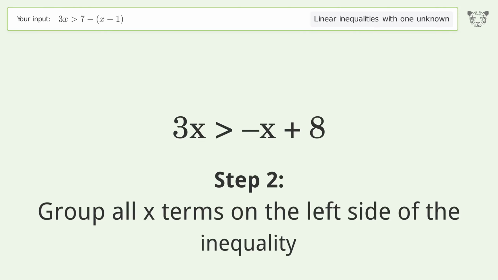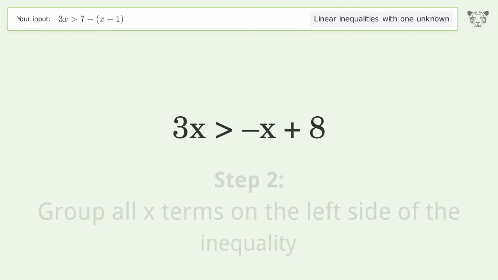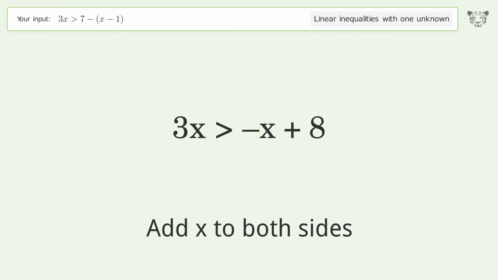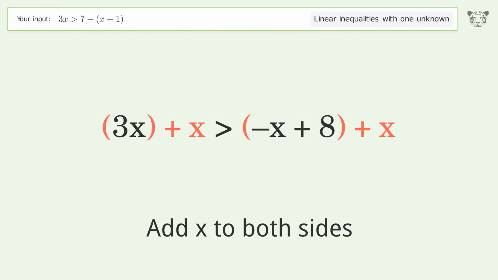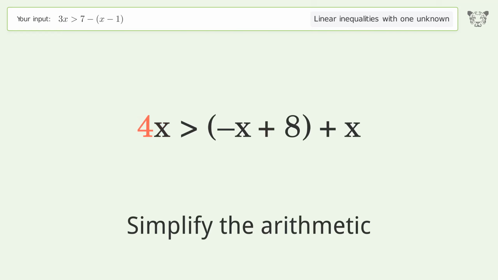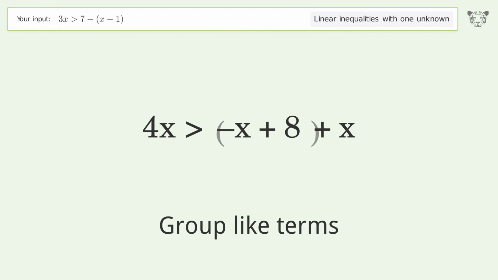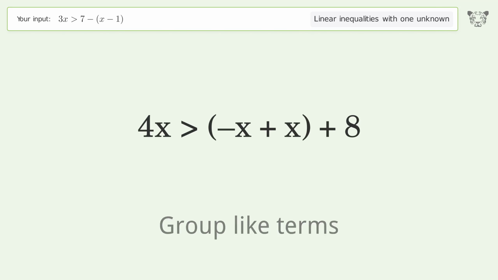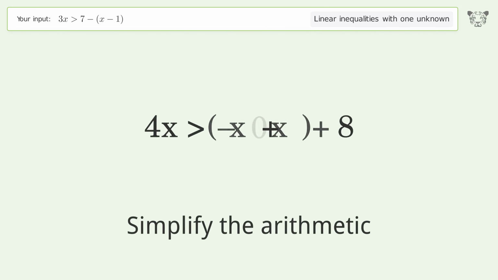Group all x terms on the left side of the inequality. Add x to both sides. Simplify the arithmetic. Group like terms. Simplify the arithmetic.